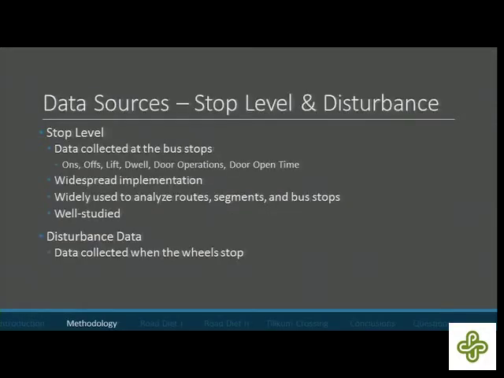So stop level data. Stop level data is pretty much everywhere. Most transit agencies have a version of it to some degree. It is what happens at individual bus stops. How many people get on? How many people get off? Was the lift used? Did you need to dwell there long to get back on schedule? When were you supposed to arrive versus when did you actually arrive? This information is very useful. It can tell you a great deal about stops themselves, segments, routes, even networks, and that's very useful.